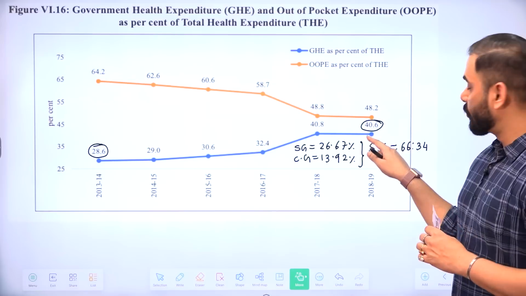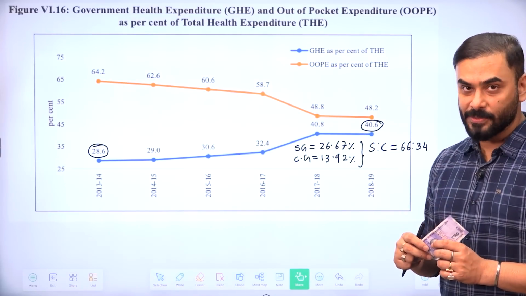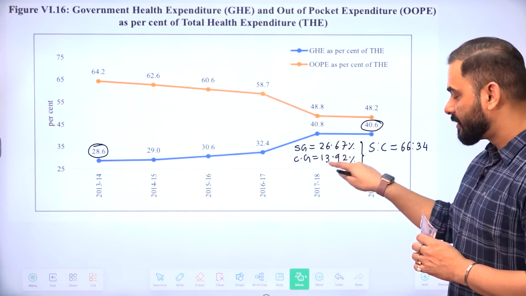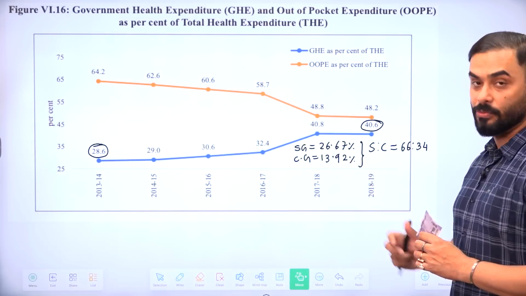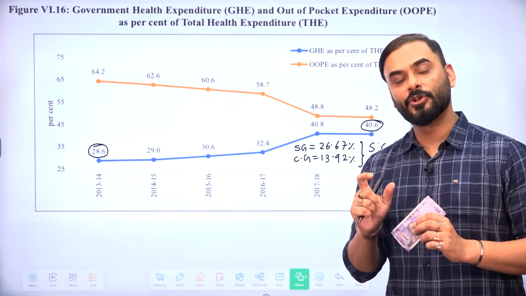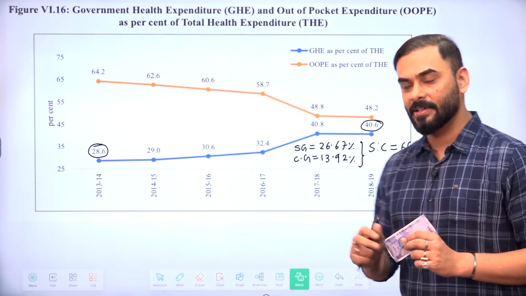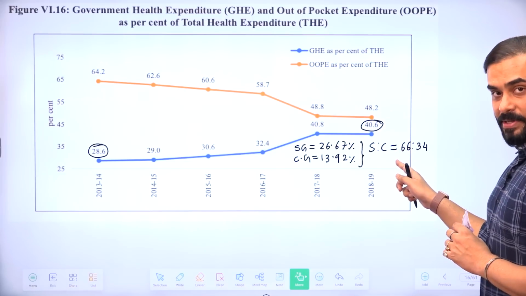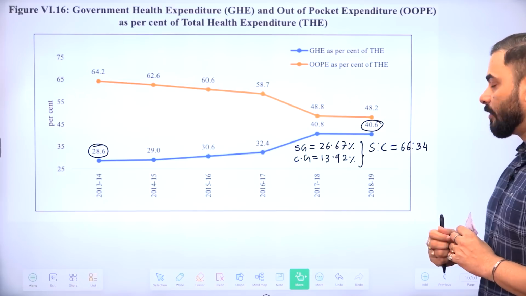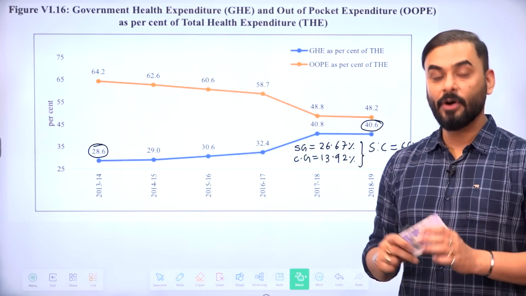Now currently the contribution by government is 40.6%. In this, the contribution by state government is 26.67%, center 13.92%. Which means whatever is the total government expenditure on health, 66% is the contribution of states, 34% is the contribution of center out of total.